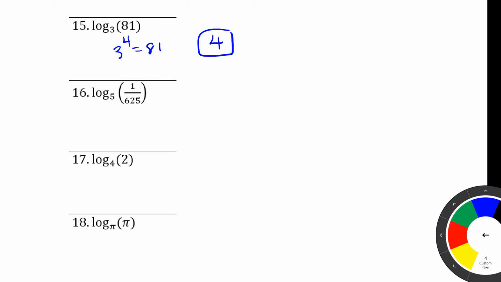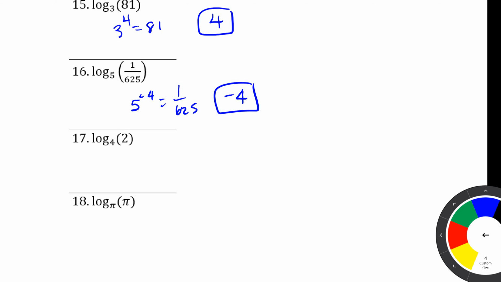Number 16 is the same type of question. So it's saying what power on 5 makes 1 over 625? So I know it's going to have to be negative. So if I use my calculator and play around a little bit, if I do 5 to the negative 4, that works. That would give me 1 over 625. So this answer is negative 4.